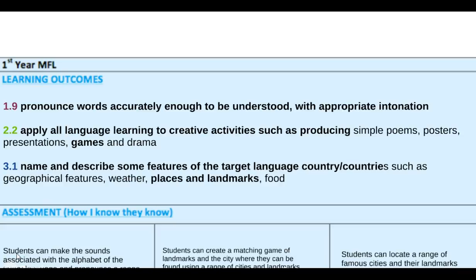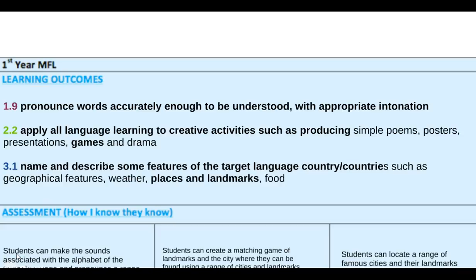We then combined this learning outcome with a learning outcome from the second and the third strand. From strand 2, we chose learning outcome 2.2. Apply all language learning to creative activities such as producing simple games. Developing the key skill of being creative in their language learning will help them discover which way they learn best.